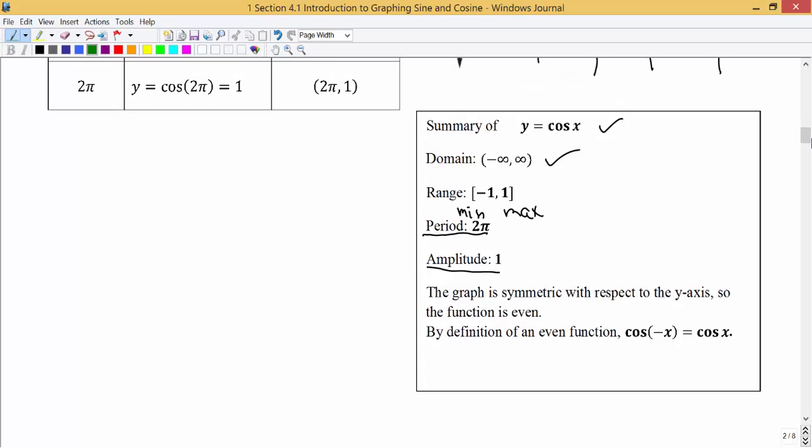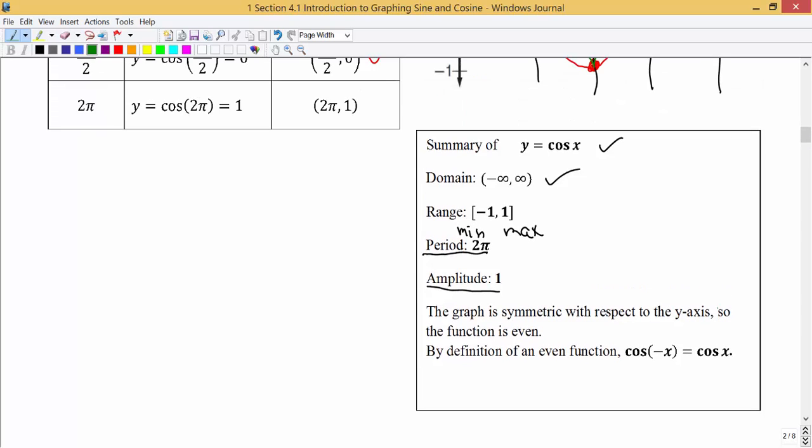The graph of cosine is symmetric with respect to the y-axis. In other words, if I fold it in half along the y-axis, then the graph would coincide with itself. And that's what we would call in college algebra an even function. And by definition of an even function from college algebra, if there is a negative angle on the input, it is exactly the same as taking the cosine value of the positive angle. So these two graphs would be equivalent.